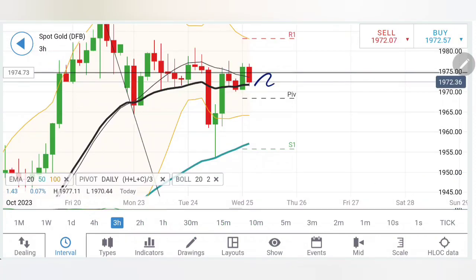Now a similar observation on the 3-hour charts: lower highs taking the support here, and right now yielding higher lows. I will wait for a breakout below the 1970-68 zone, which certainly should bring more bearishness, and then we can expect it to continue with the bearish bias.